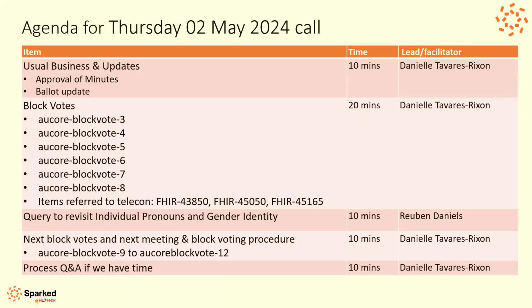First up, we've got our usual business and updates, and also a bit of a ballot update there, as well as our approval of minutes. And then we're going to go through and show the results of the electronic votes that went out with the block vote, and also the items that have been referred to telecom. There's 3 of those, and they're coming up in this session as well. We've also tabled the request to revisit 2 of the previous decisions the technical design group has made.